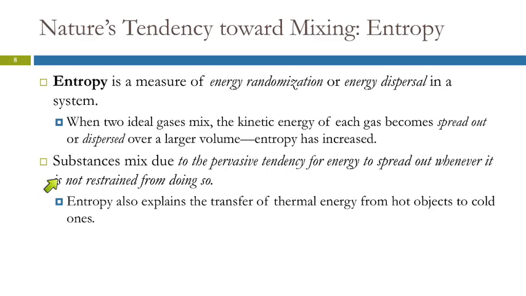So substances will mix because of this pervasive tendency for energy to spread out whenever it is not restrained from doing so. Entropy also explains why thermal energy moves from hot objects to cold objects. A hot object has more kinetic energy, more thermal energy than a cold object. If those two objects are in contact with each other, the energy will spread out until they're both at the same temperature. It's a dispersal of energy.